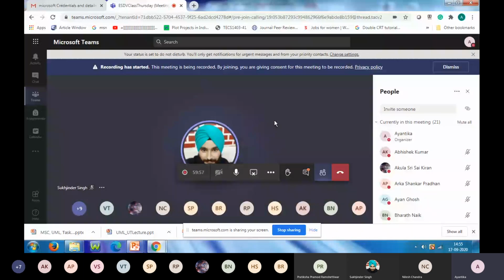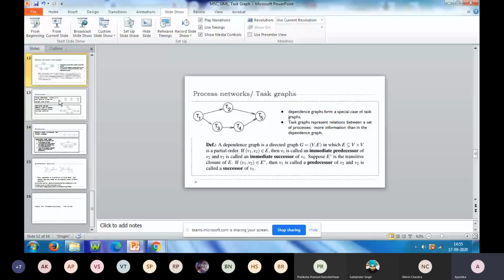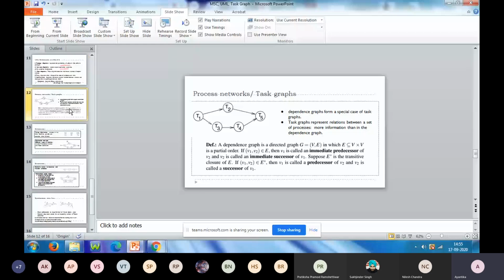Whatever we have discussed, we have almost covered our modeling discussion. From next day onwards, we'll start our design discussion. For that, I will mention one more small topic, process networks or task graphs. Maybe we have already discussed it in our previous classes, but just to bring it here.